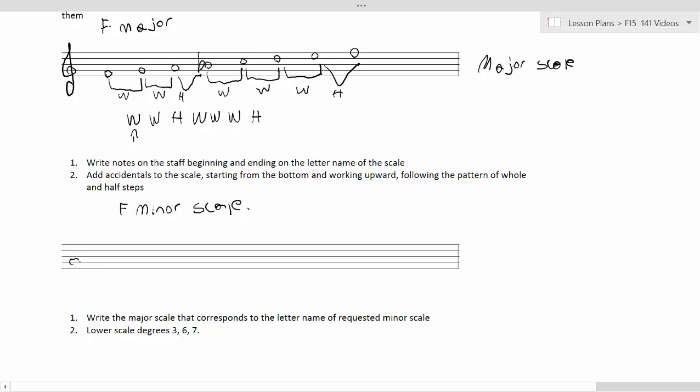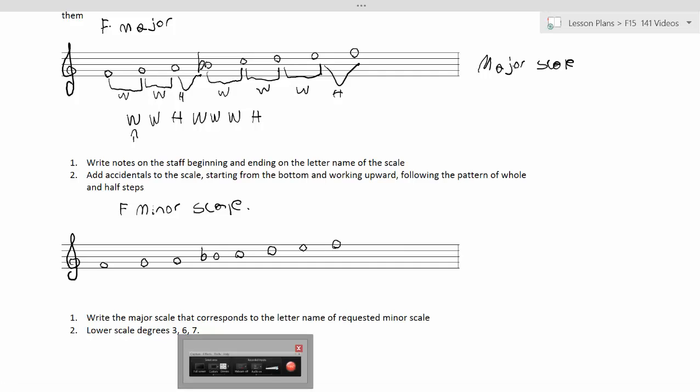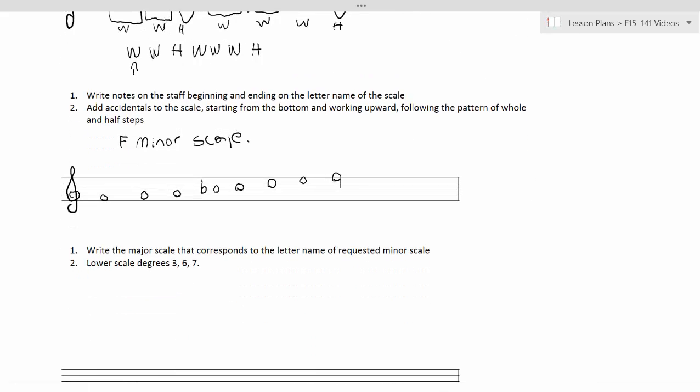So we'll do this in treble clef again. And I'm just going to copy the F major scale that we wrote above. F, G, A, B flat, C, D, E, and F. Then the second step is to lower scale degrees 3, 6, and 7. So what's a scale degree? A scale degree is just another name for one of the notes of the scale. We tend to number our notes of the scale.